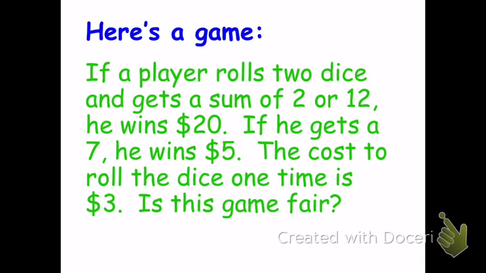So, what you have to do in order to decide whether something is fair or not is you have to decide if how much it costs to play the game equals your expected value or your expected winnings. So in order for it to be fair, the cost needs to equal the expected winnings. Well, we have to do it mathematically.